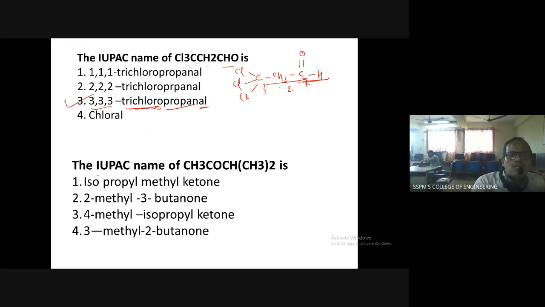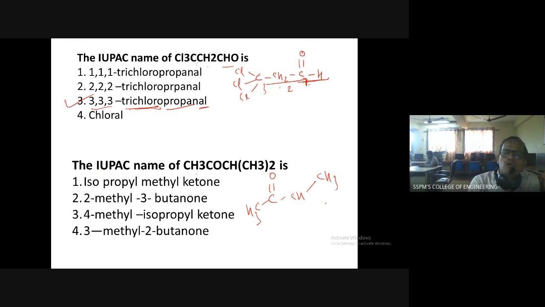Okay. The IUPAC name of this compound CH3 CO CH CH3 CH3 is. हे कंपाऊंड मध्ये मी व्यवस्थित काढून घ्यायला पाहिजे. C डबल बॉन्ड O, CH3, CH ला 2 CH2 ग्रुप आहे, CH2 ग्रुप आहे, एक CH3 इकडे एक CH3 इकडे, असा कंपाऊंड आहे. ओके, now you can just number them. So you should number starting from this side because it will give lesser number to the functional group. So this will be 1 2 3, this is 4.